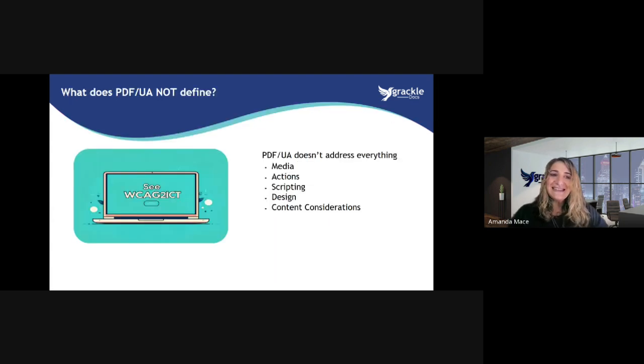What does PDF UA not define? So this is just as important as understanding what it does define. In broad terms, PDF UA does not address dynamic functions, right? That is typically the domain of websites. So things like multimedia, actions, scripting, design, and content itself. It is not meant to address or interfere with content or creativity. What it does do is provide guidance about how people should be making that content accessible from a programmatic point of view. And when it is a content consideration, that's when PDF UA basically recommends referencing WCAG 2 ICT.